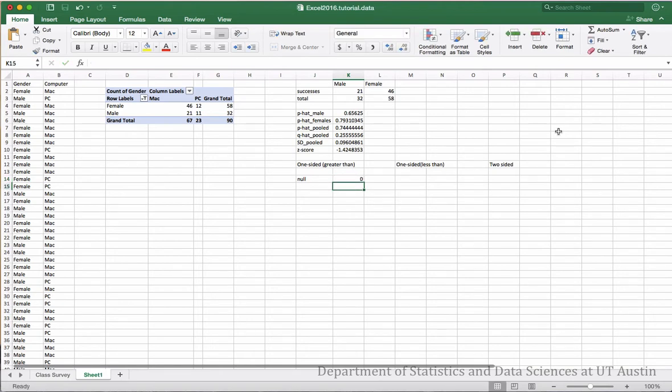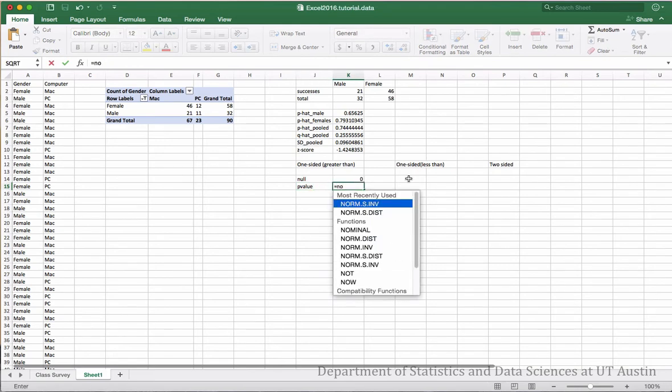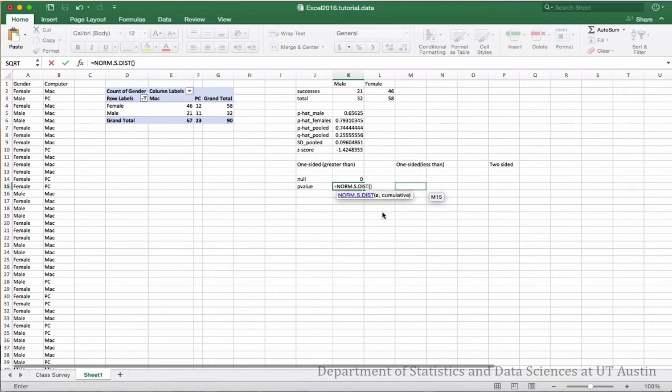So what we're looking for here is, what is the probability that we get a z-score that is greater than negative 1.42? In order to calculate the p-value, we will use the NORM.S.DIST function. This is the standard normal distribution. We will plug in the z-score here, and we will type in TRUE.